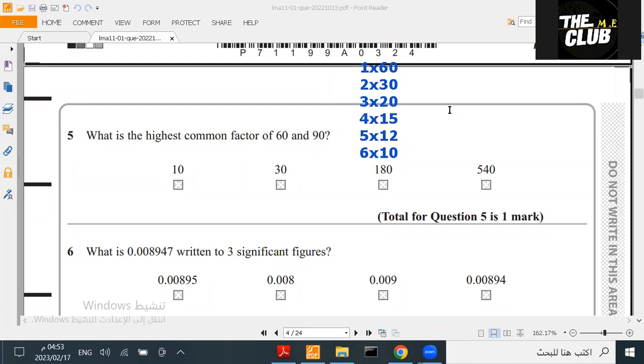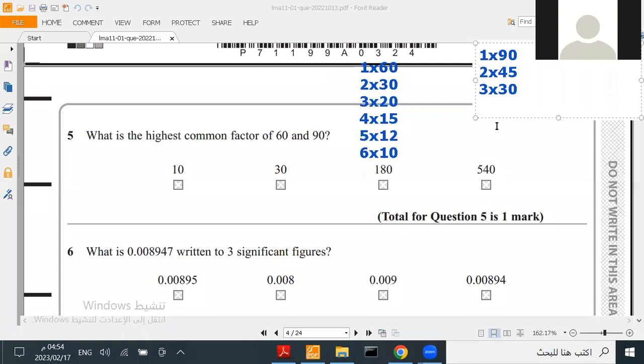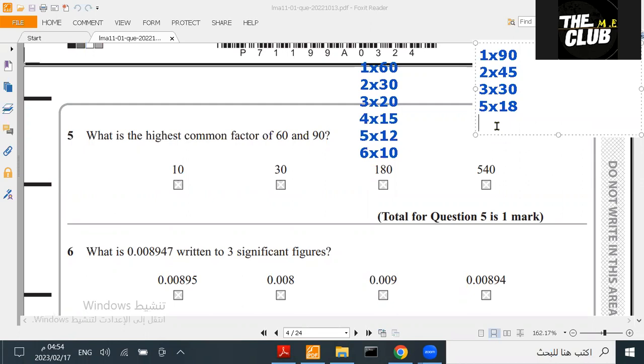So we write the factors of 90, same idea. 90 is 1 times 90, 2 times 45, 3 times 30. Does 4 work? Does 5 work? Use a calculator and divide. 90 divided by 5 is 18, so 5 times 18. And then 6: 90 divided by 6 equals 15.